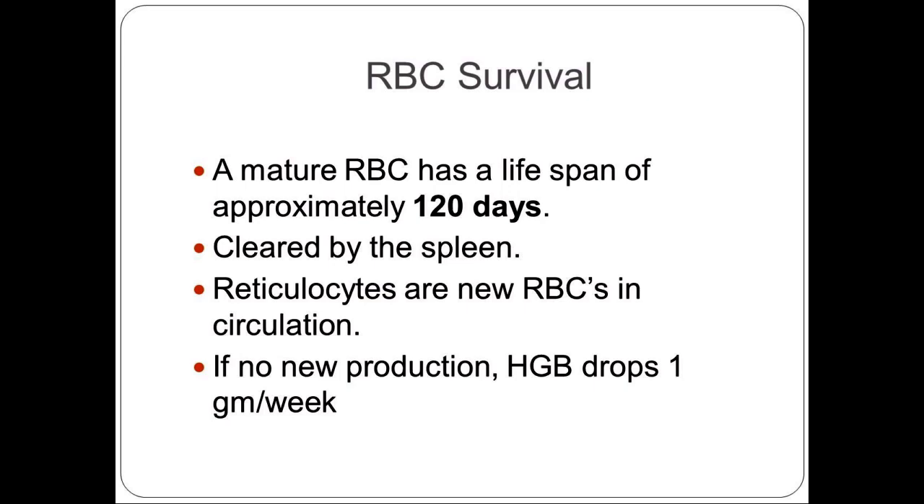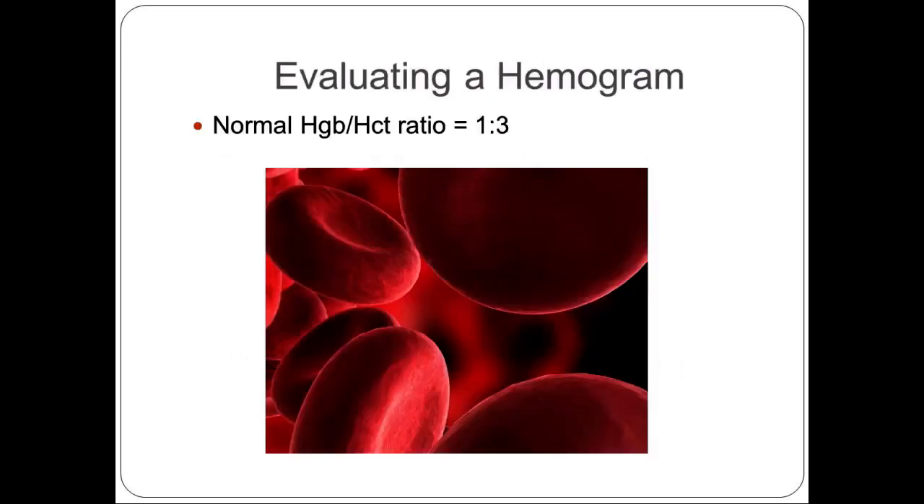The RBCs are cleared by the spleen. And we'll talk a little bit about reticulocytes. Those are the new RBCs that are in circulation. And if your body doesn't produce any new RBCs, your hemoglobin will drop about 1 gram a week. So when evaluating the hemogram, your normal hemoglobin hematocrit ratio should be 1 to 3. And I do know that in the past this has been a question on the exam, or at least on the quiz.